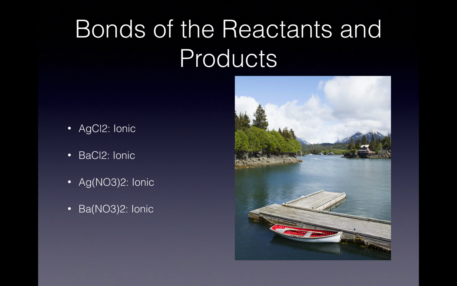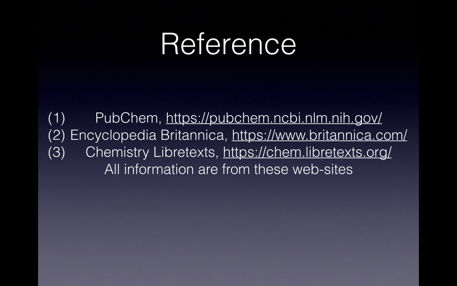So I'll tell you about the bonds of the reactants and products. AgCl2 is ionic, BaCl2 is also ionic, AgNO3 is ionic, and BaNO3 is combined with an ionic bond. And this is the reference that I have used in gathering my information.